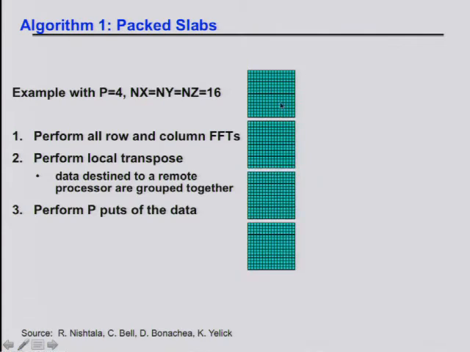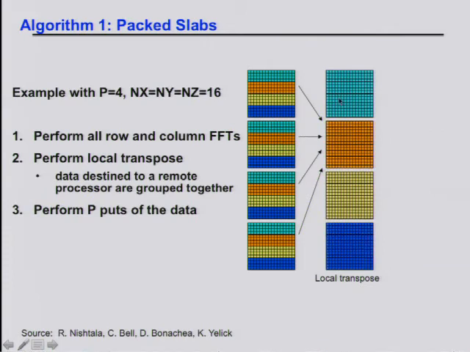It does all of the row FFTs. This is all 16 times 4, all 64 row FFTs. Then it can do all 4 times 16 column FFTs, right? So now I got to transpose. So what I'm going to do is I have to break up all of the parts. I have to figure out which part goes to processor 0, which part goes to processor 1, which part goes to processor 2, and which part goes to processor 3. And then I'm going to pack them all into messages.